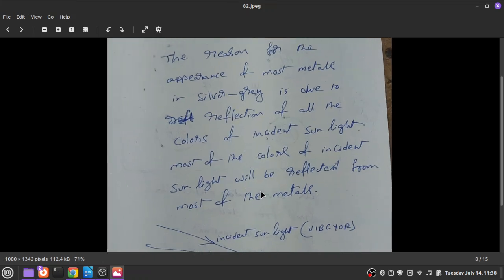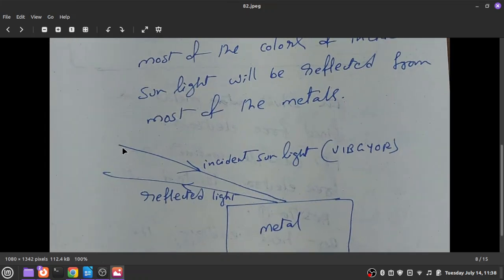What happens when light falls? The incident sunlight appears as white. The white light contains so many colors, 7 colors: VIBGYOR, violet, indigo, blue, green, yellow, orange, red. These 7 colors combined together appear as white. Actually, sunlight, even though it appears as white, contains 7 colors.